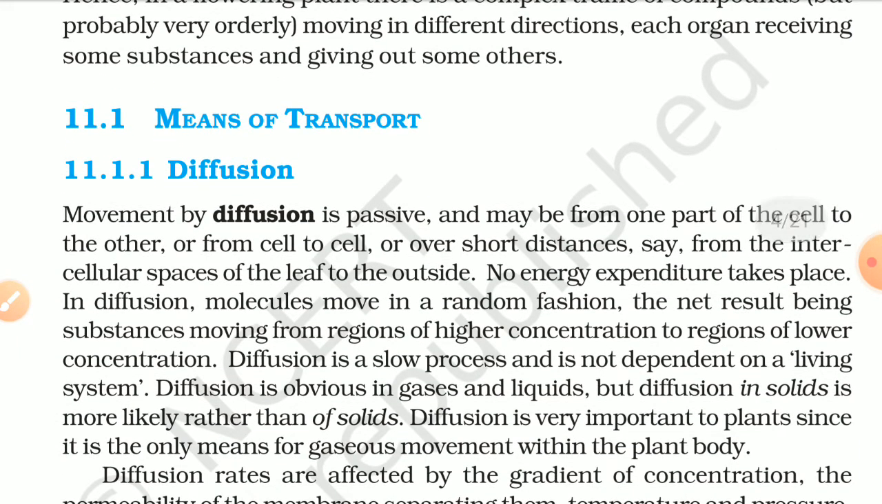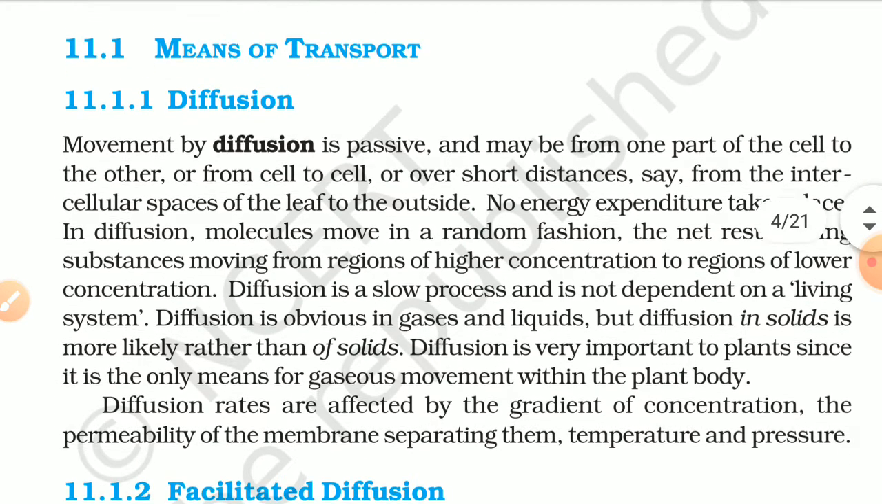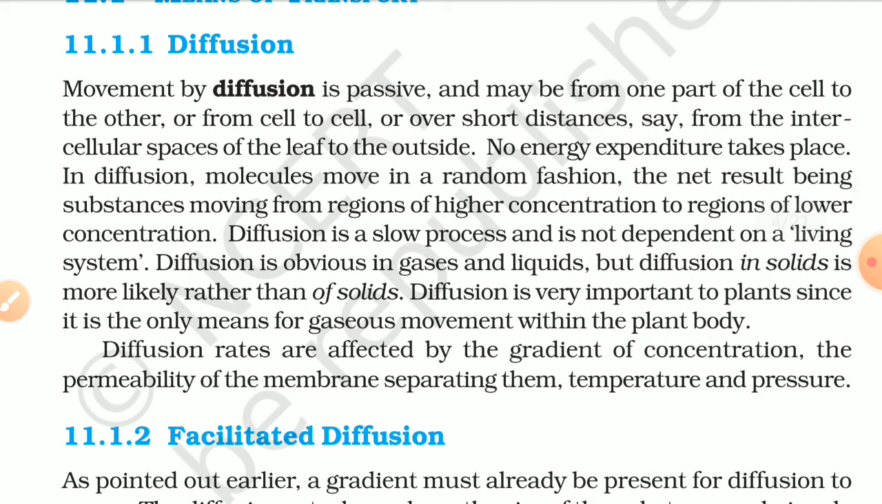11.1 Means of transport. 11.1.1 Diffusion. Movement by diffusion is passive and may be from one part of the cell to the other, or from cell to cell over very short distances, say from intercellular spaces of the leaves to the outside. No energy expenditure takes place.